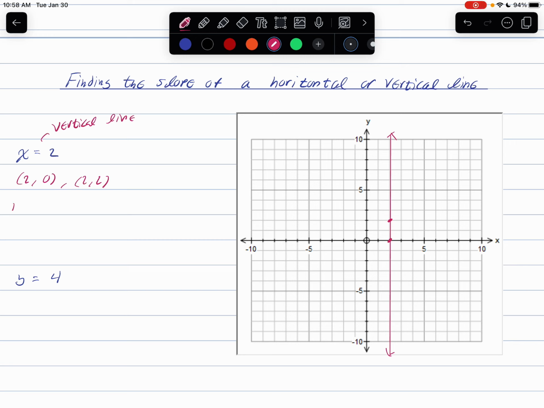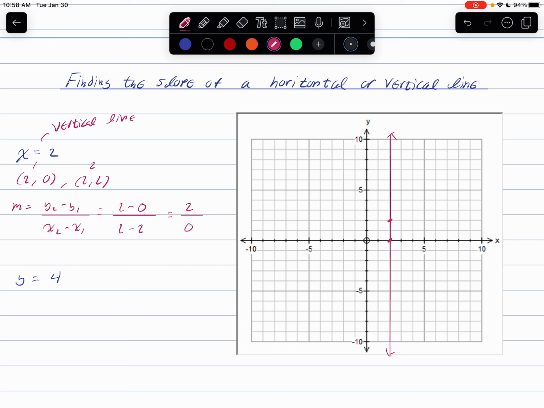So if you remember, the slope is given by y2 minus y1 over x2 minus x1. All right, so if we say that (2, 0) is point 1 and (2, 2) is point 2, then we'll have the slope given by y2 minus y1, so we'll do 2 minus 0 over x2 minus x1, which we'll say is 2 minus 2. So we end up with 2 minus 0, that's 2. 2 minus 2 is 0.